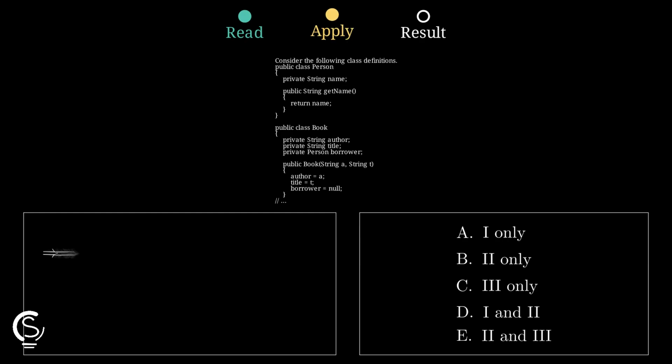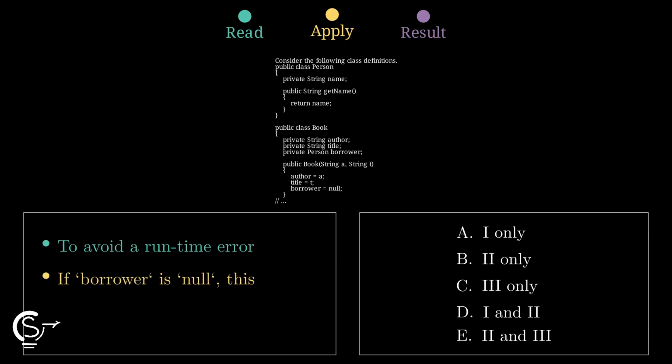Option 1 fails because calling equals on a null object throws an exception immediately. Option 3 also fails because it tries to call a method on that null borrower object too. Option 2 is the safe choice because it uses the inequality operator to check the reference directly without calling methods on a null object.